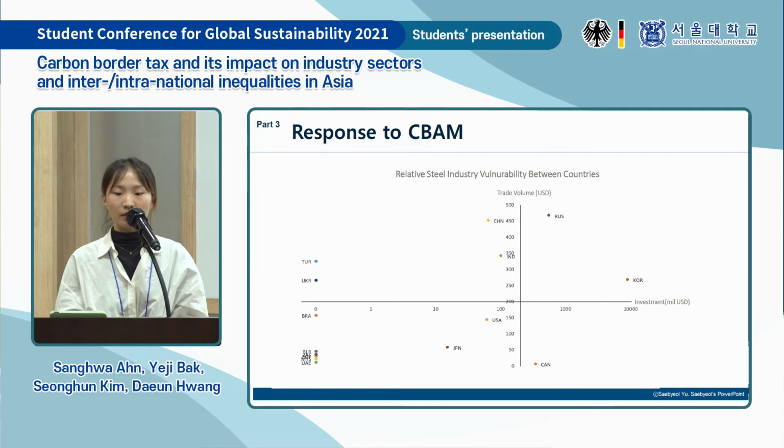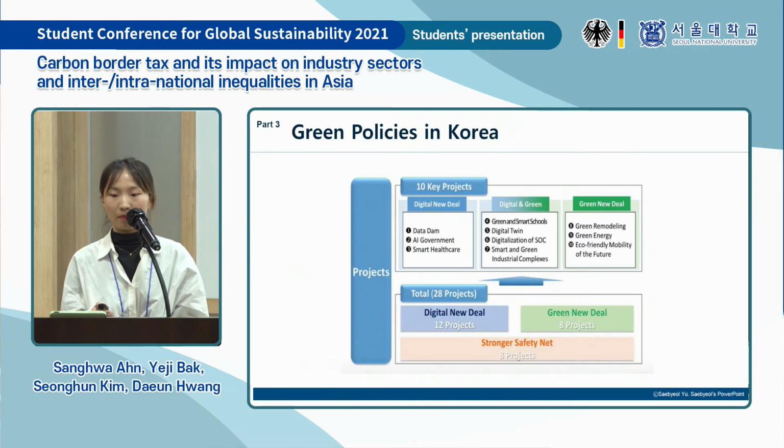So the countries in the second quadrant, like China, India, Turkey, and Ukraine, are the most vulnerable countries since their trade volume is very large, while their investment size to develop green technologies in the steel industry is too low or none at all. On the other hand, Korea also has a very large trade volume of steel to the EU, but it has the largest investment size in the steel industry. So we can say that Korea is expected to adapt easily to the new era of the steel industry compared to other countries.